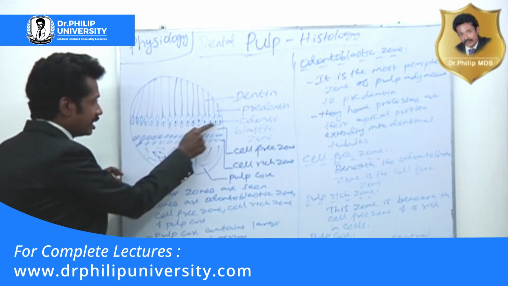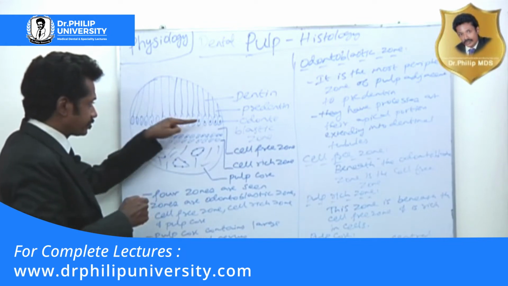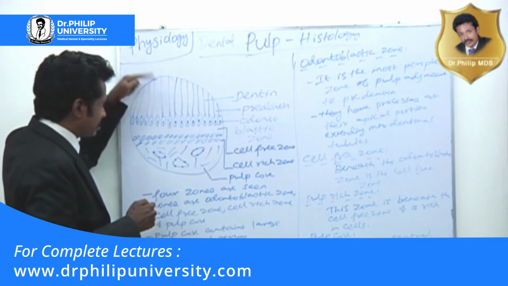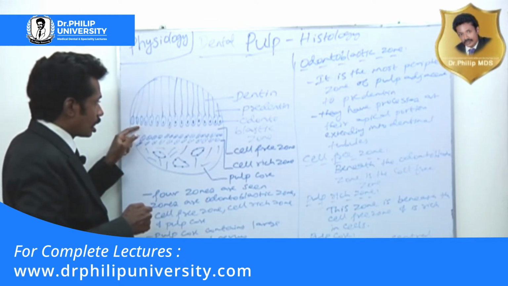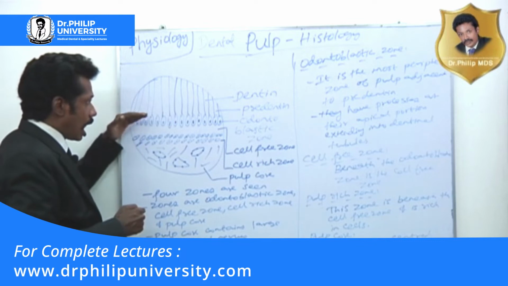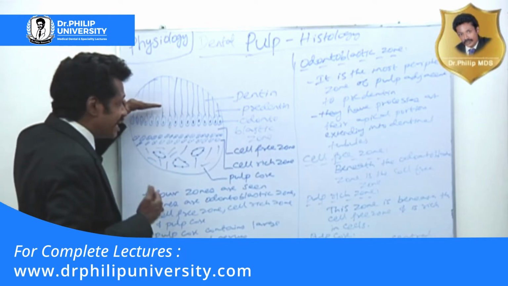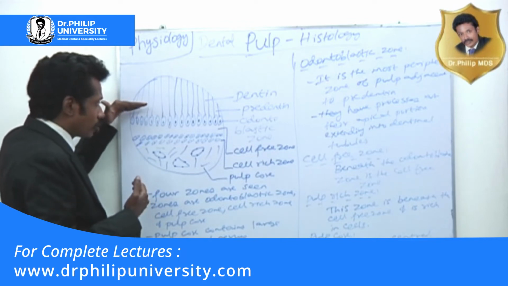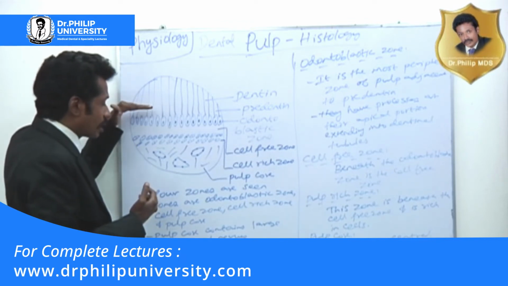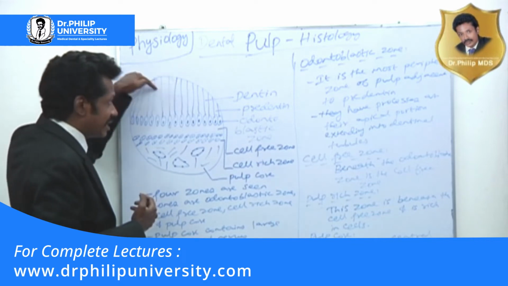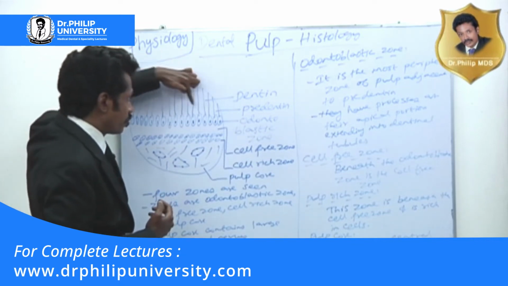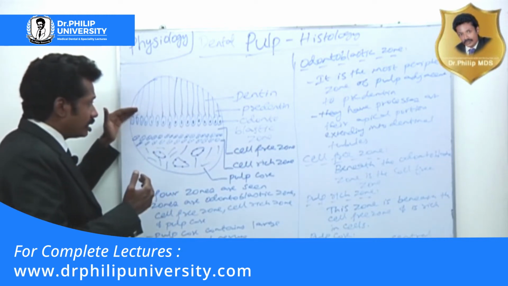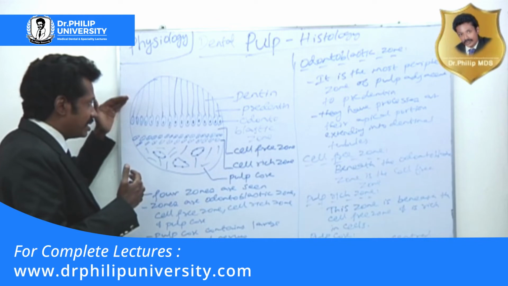So this in the middle is the odontoblastic zone. From the odontoblastic zone, you can see the lines that are going above. Above the odontoblastic zone, just adjacent to it, you have the predentin, and above the predentin, you have dentin. So this is dentin, this is predentin and this is the odontoblastic zone.